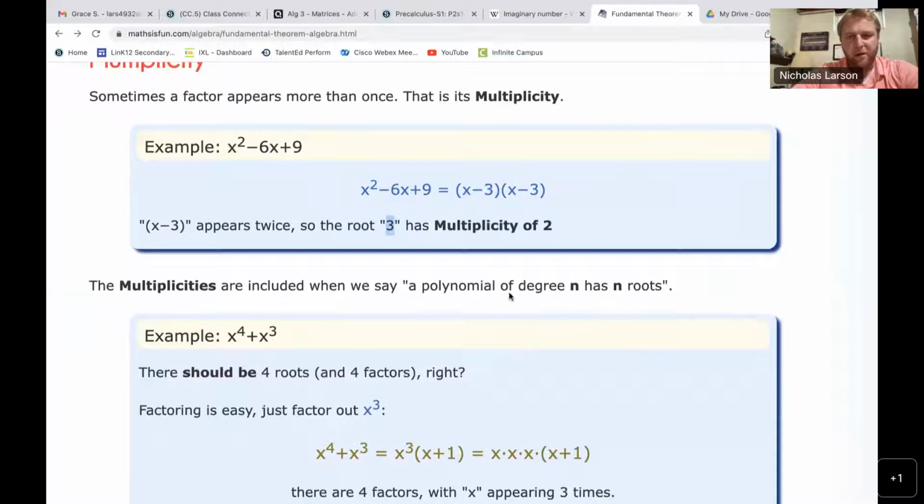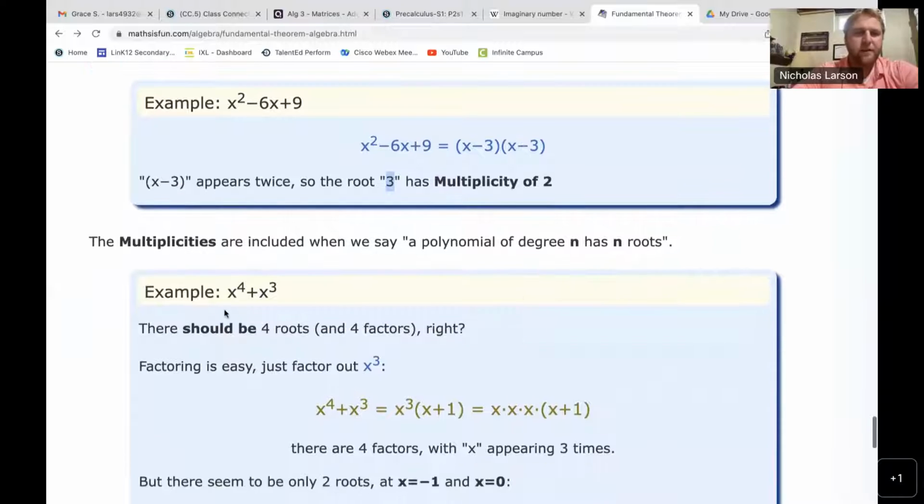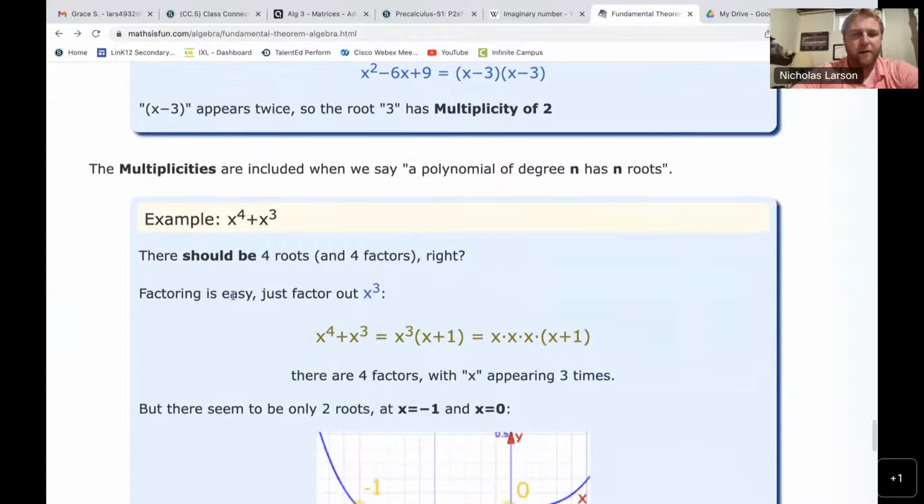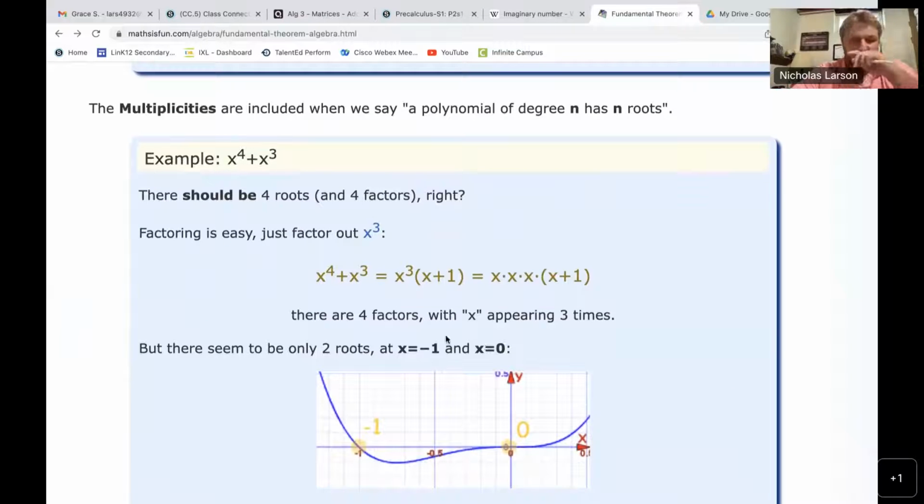A polynomial of degree n has n roots. So like we're talking about right here, the highest power is a 4, so there should be 4 roots and 4 factors. However, when we factor this out, we get x cubed times x plus 1. It's really like x times x times x times x plus 1. So there are 4 factors with x appearing 3 times, but there's only going to be 2 distinct roots.